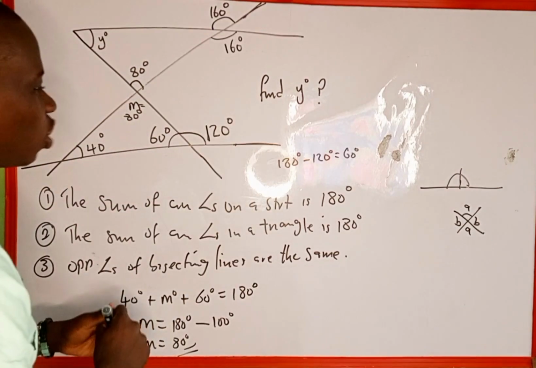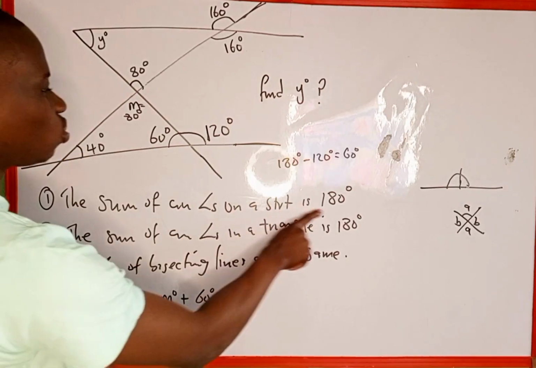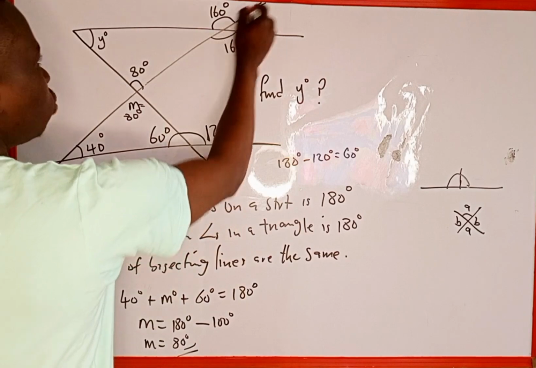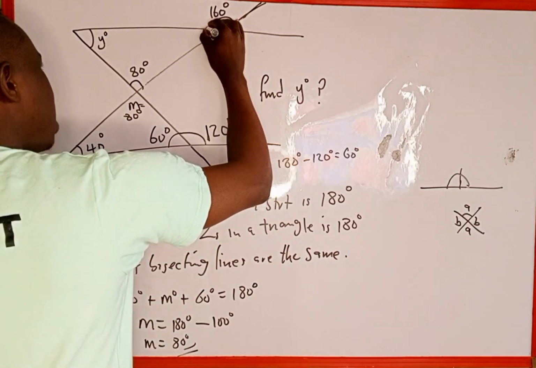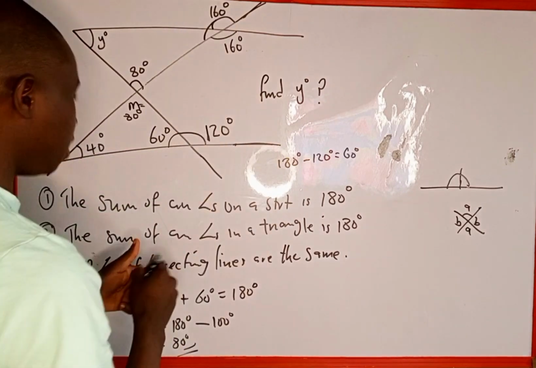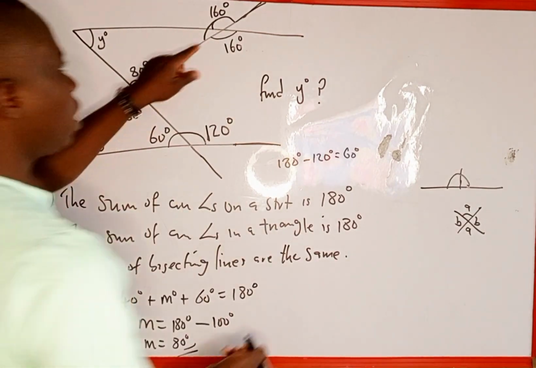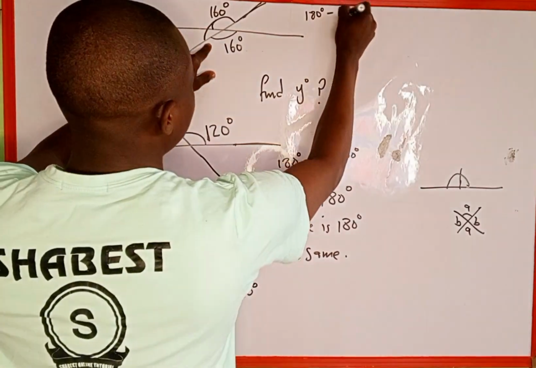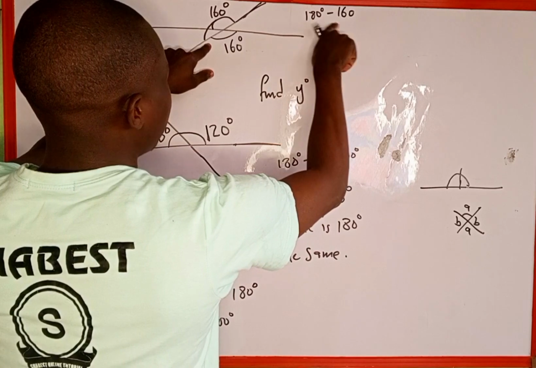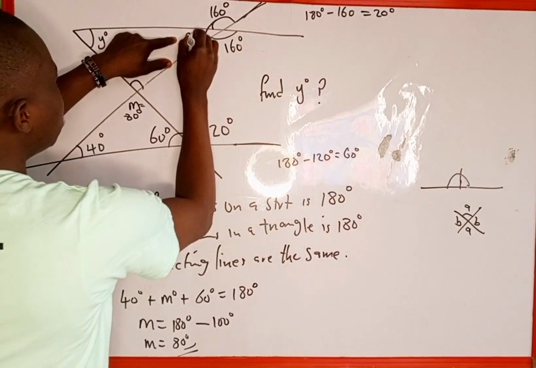So the next thing we're going to do again is to apply theorem 1. The sum of angles on a straight line is 180 degree. So as you can see here, this is a straight line. So all this angle here is going to give us 180 degree. And this place is already giving us 160 degree. So what are we going to do? We subtract 160 from 180 degree, and 180 minus 160 is going to give us 20 degree.